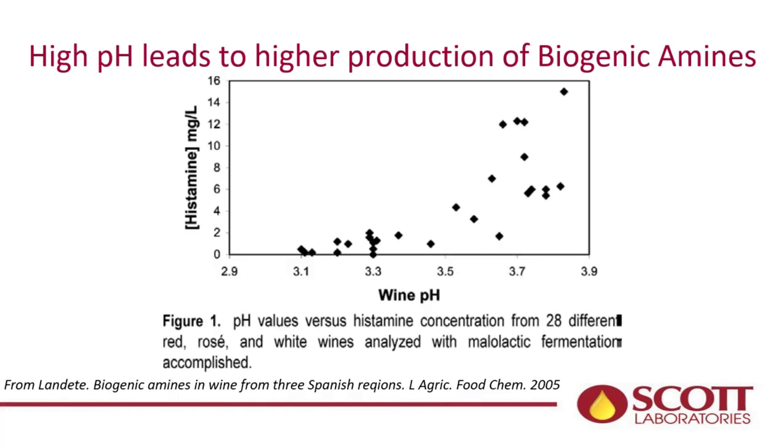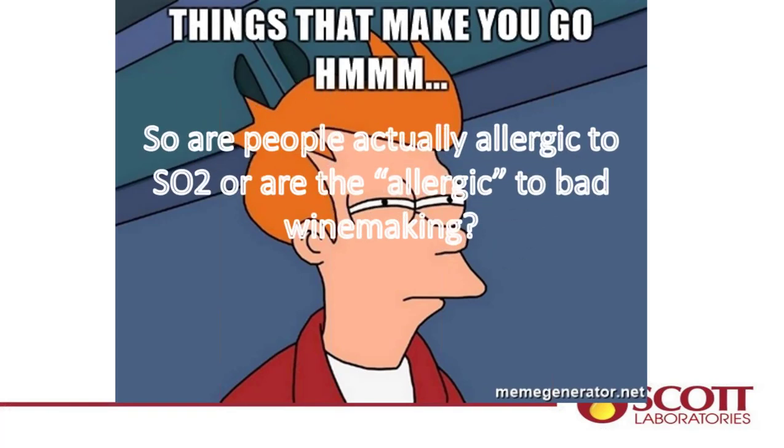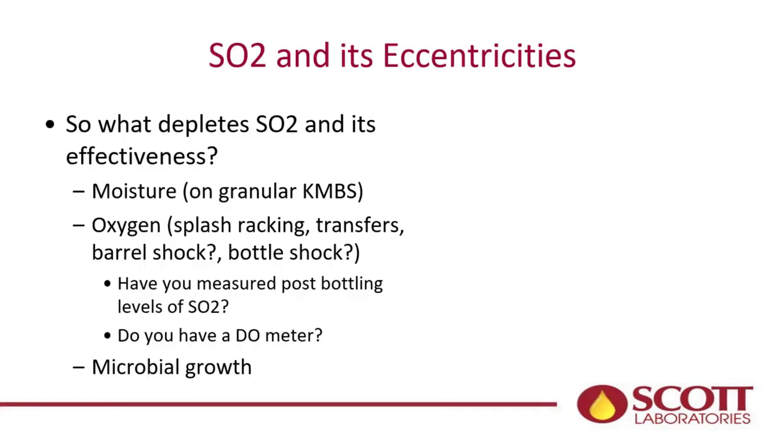So, high pHs favor the production of these biogenic amines. There's a distribution of histamine here on the left, and at the various pHs, you can see at these higher pHs that we're dealing with in Texas on our red wines, there's a very high propensity for these to be produced. So things that make you go, are people allergic to SO2, or are they allergic to bad winemaking? And I'm being facetious there.